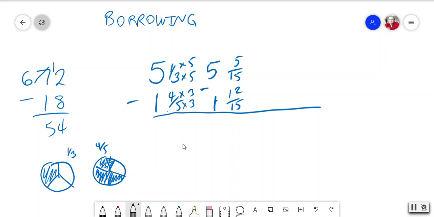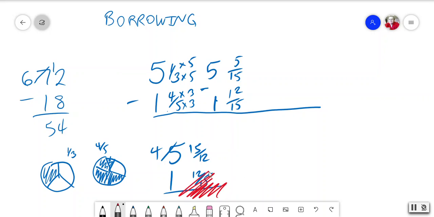Now, what a lot of students start off doing here is they say borrow 1 from the 5, leave a 4, and make that 15/12. Seems reasonable. It is not right. Oh, not even close. Nope, nope, nope. None of that.